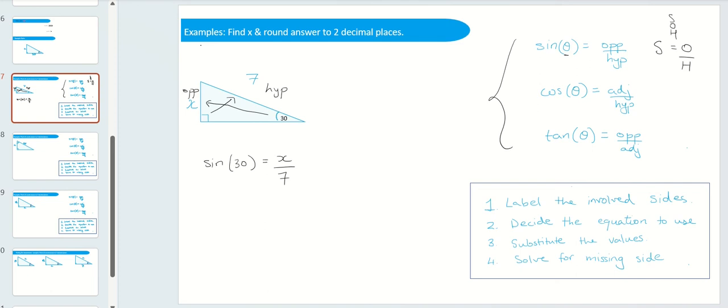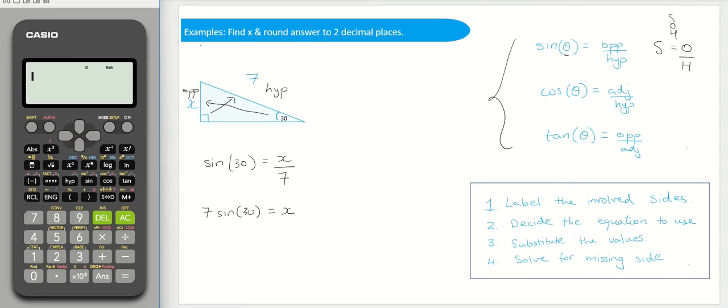So to get x by itself, we can multiply by 7. So we know that 7 times sine 30 will give us x. And now at this point we can use our calculator.